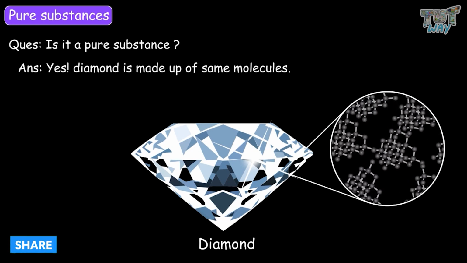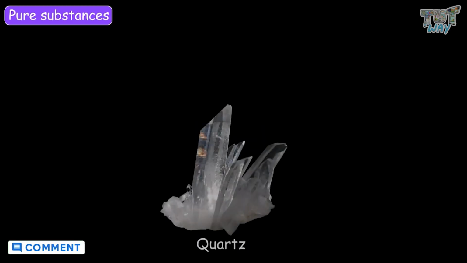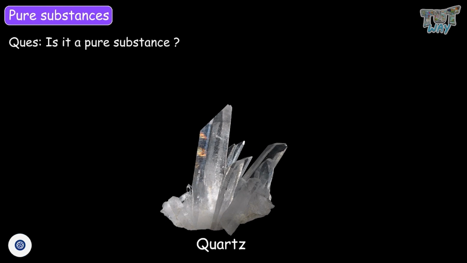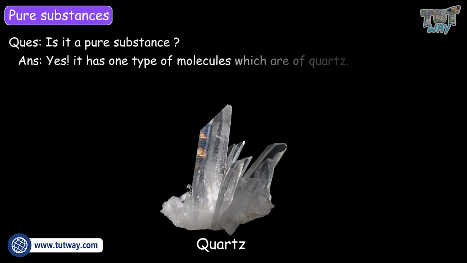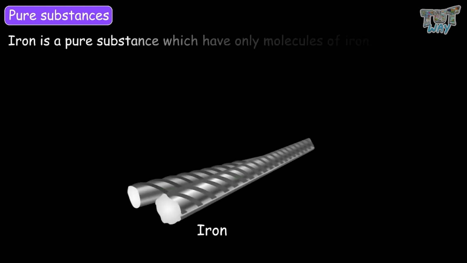Let's have some more examples of pure substances. Quartz. Is this a pure substance? Yes, it only has one type of molecule, which is of quartz. Gold is also a pure substance, which has only molecules of gold. Iron is a pure substance, which only has molecules of iron.